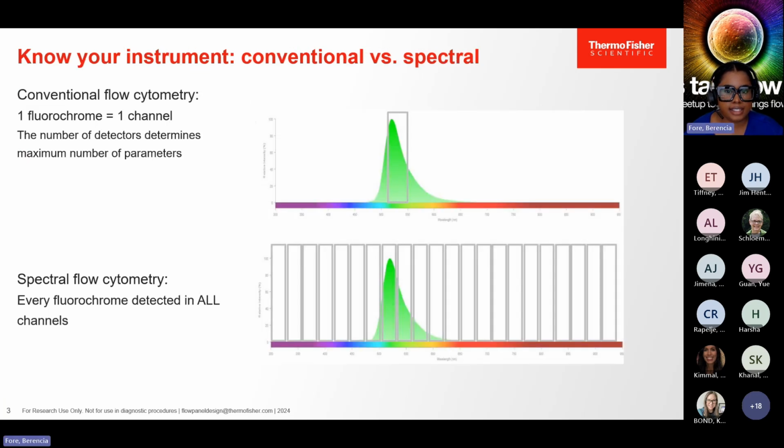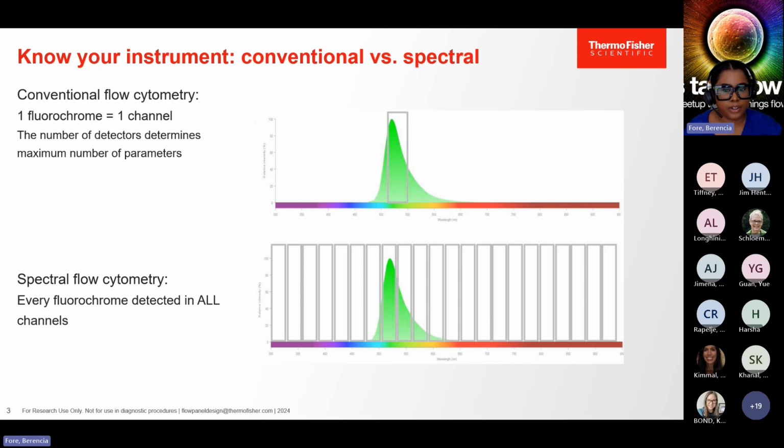So let's highlight the key differences between conventional and spectral flow cytometry. In conventional flow cytometry, you typically have a one-to-one relationship. One fluorochrome corresponds to one channel. The number of detectors on your instrument determines the maximum number of parameters you can actually use in your panel. So in this type of setup, fluorophores are detected using a specific bandpass filter, and that filter is tied to a single channel. A laser excites the fluorophore and it emits light in a specific range, and it's captured by the assigned detector. Compensation is applied to correct for any spillover into neighboring channels.